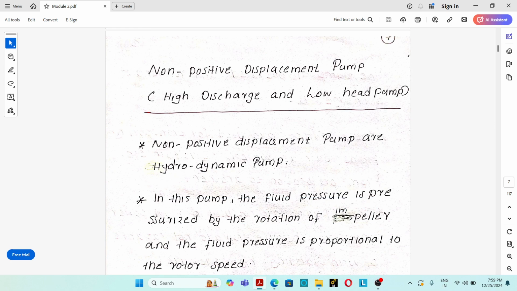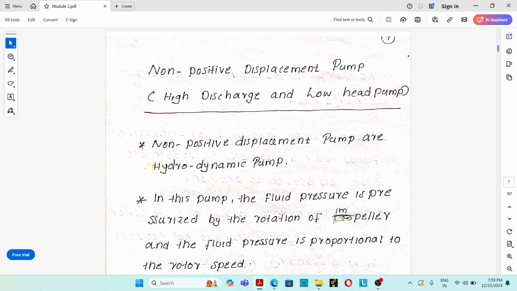Now, non-positive displacement pump or hydrodynamic pump: high discharge, low head pump. These types of pump are commonly not used in hydraulic system applications because they produce high discharge but low head. As they have low head or low pressure, there is no work output produced. So these types of pumps are commonly used in household applications only.